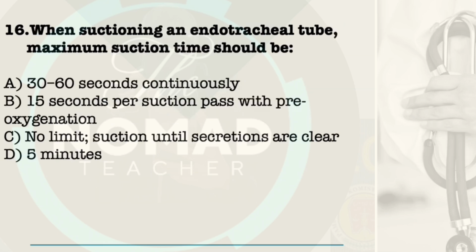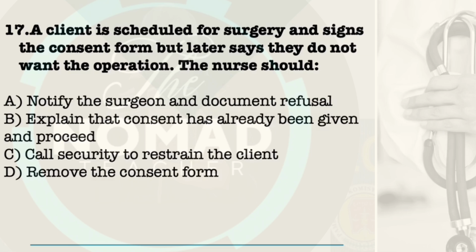16. When suctioning an endotracheal tube, maximum suction time should be A. 30 to 60 seconds continuously. B. 15 seconds per suction pass with pre-oxygenation. C. No limit. Suction until secretions are clear. D. 5 minutes.